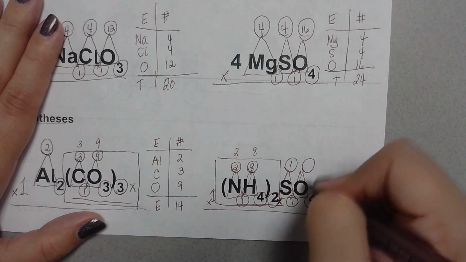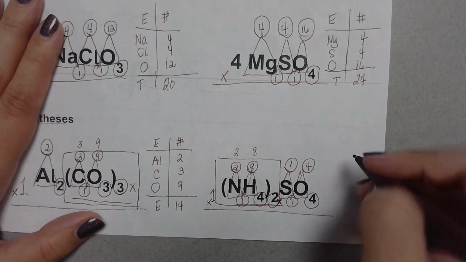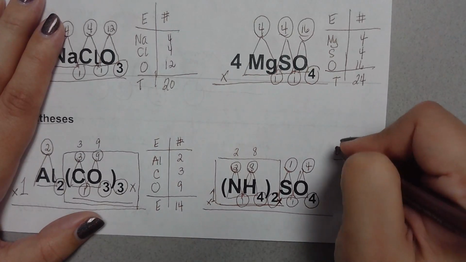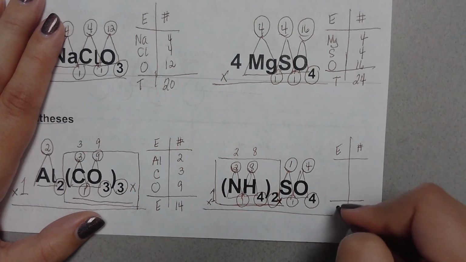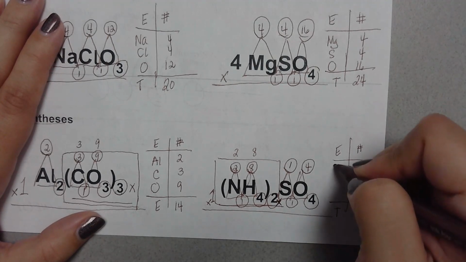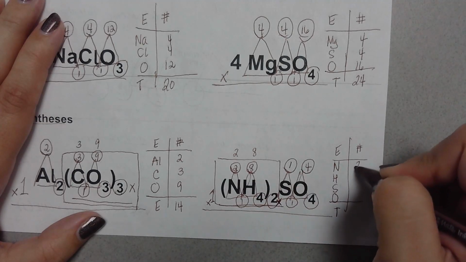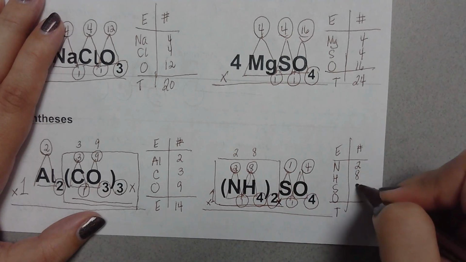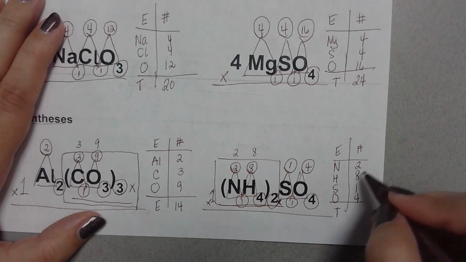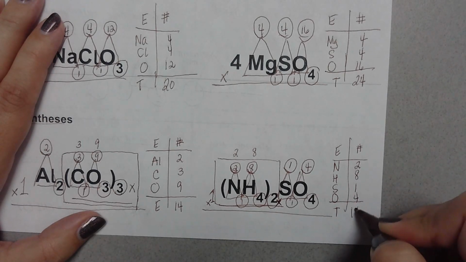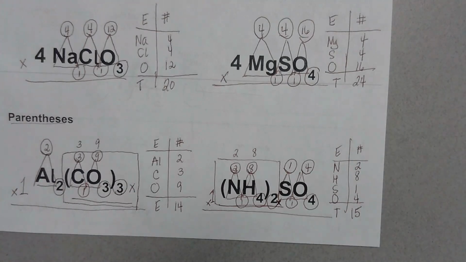So 1 and 4. N, H, S, O. 2, 8, 1, 4 is going to be 15. And that's how you count atoms.